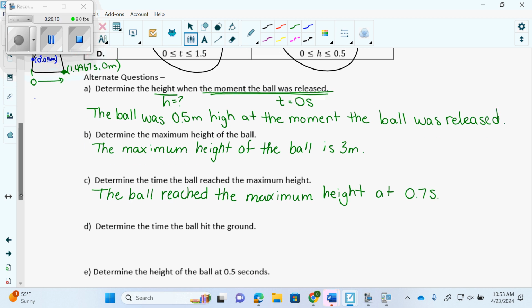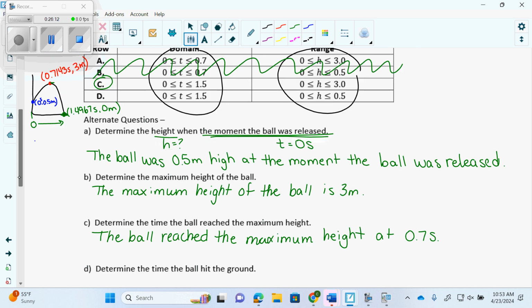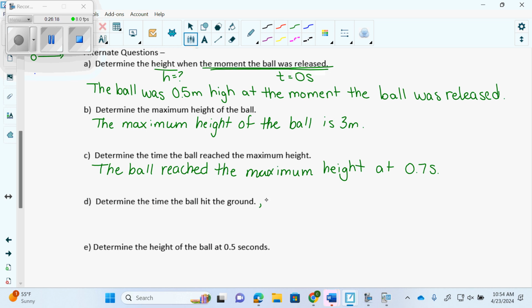Determine the time the ball hit the ground. Which one of these is ball hitting ground? 1.5. So if I say nearest tenth, the ball hit the ground at 1.5 seconds.